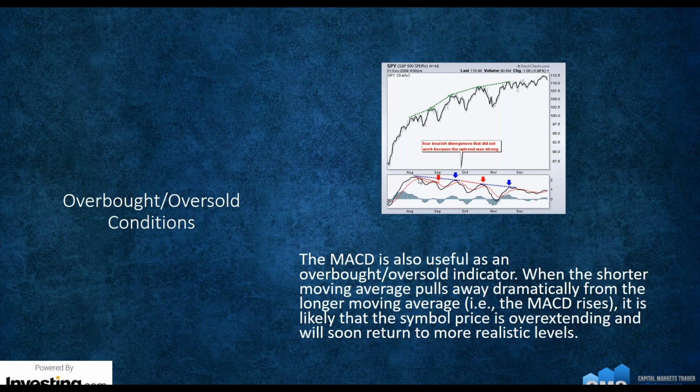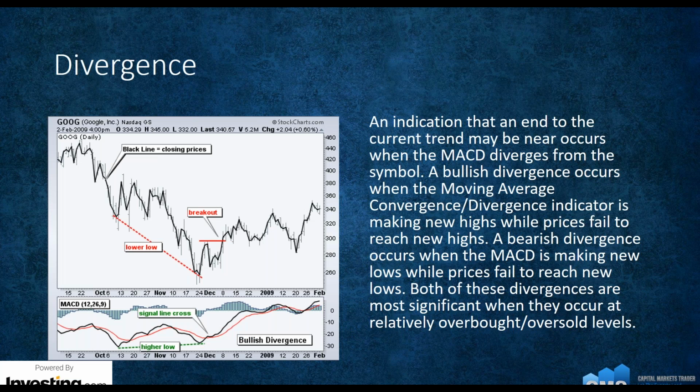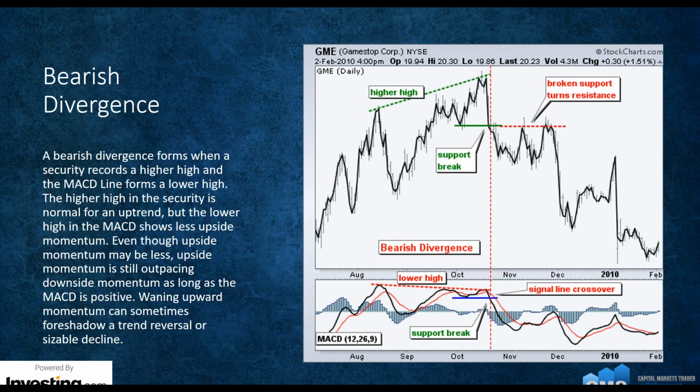We also have this very, very large movement, or the big fall in the MACD while price is rising. So we're seeing a drop in MACD while price is rising. So it gives us a combination of two different parts of this indicator. So a bearish divergence forms when a security records higher highs and the MACD line forms lower highs.